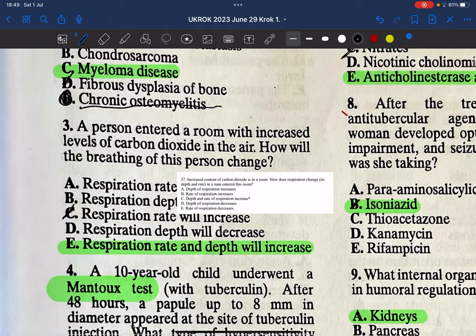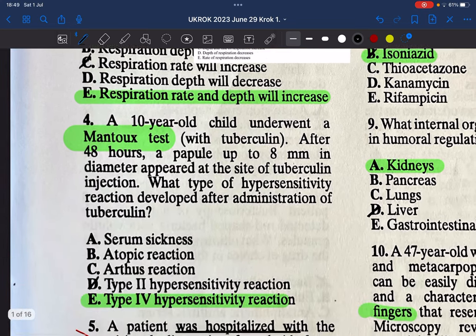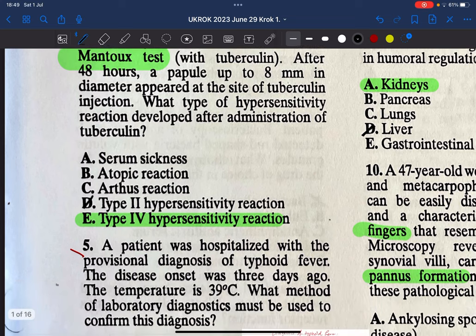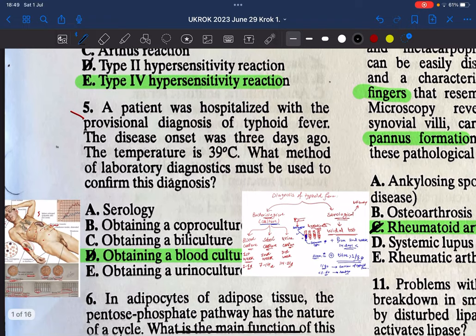Third question, a person entered a room with increased levels of carbon dioxide. How will the breathing of this person change? Here the answer can be respiration rate will increase, or respiration rate and depth. I found the same question in a pathophysiology base, and the answer was depth and rate increase. So I will go for this answer. And the Mantoux test, it's a test for detection of immunity against tuberculosis. It's type 4, as in the base, same question.